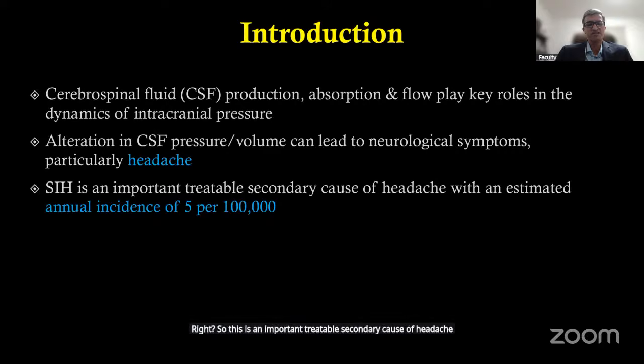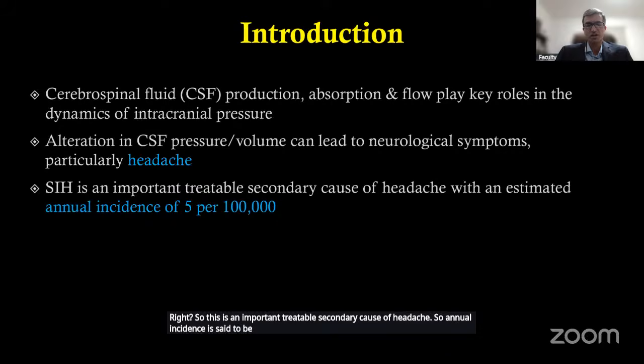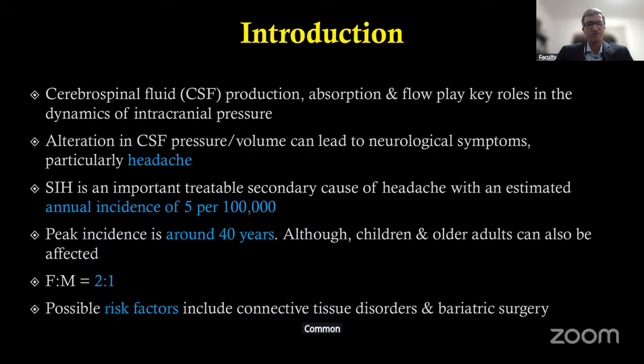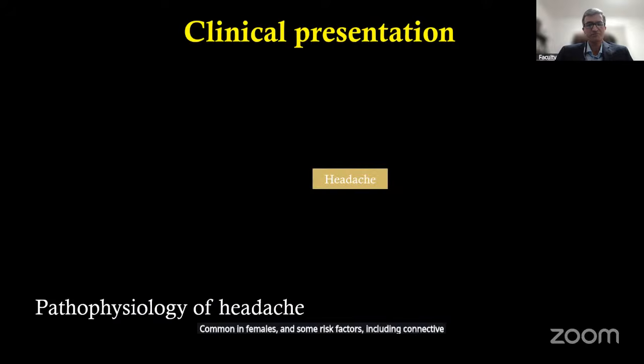So annual incidence is said to be around 5 per 1 lakh population. Peak incidence is said to be around the 40-year age group, but it can occur in children as well as older adults. Common in females, and some risk factors include connective tissue disorders.